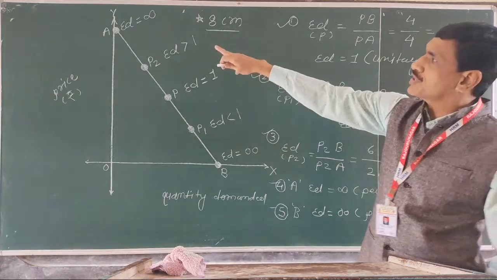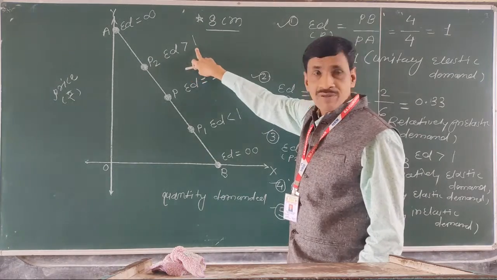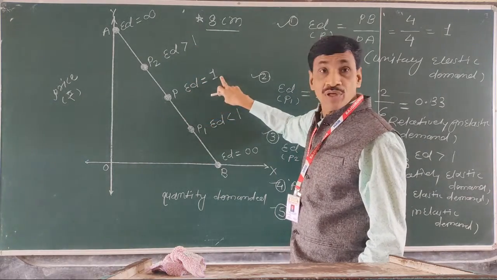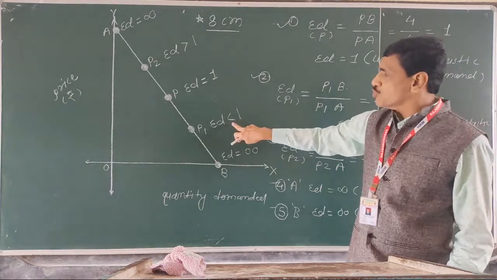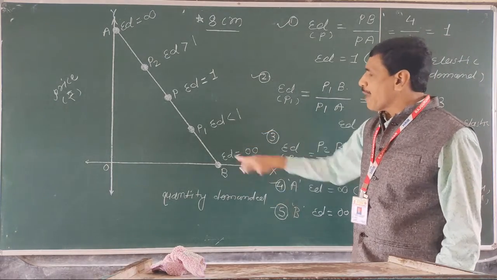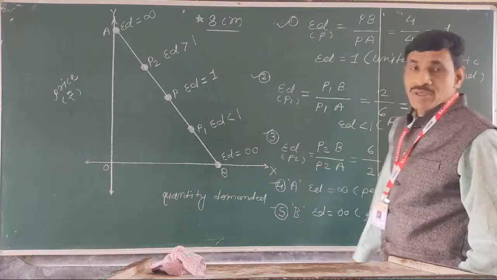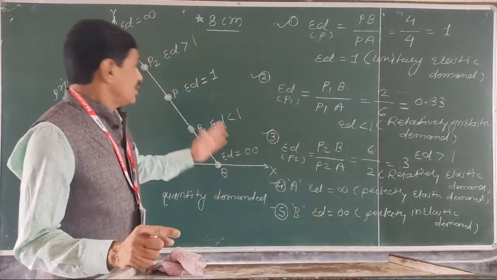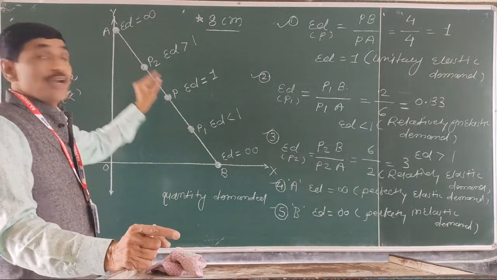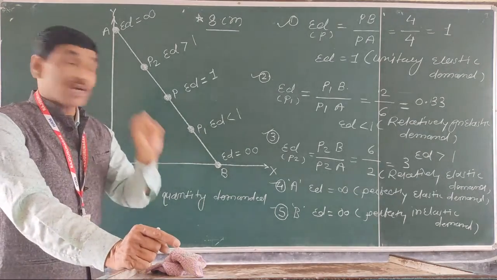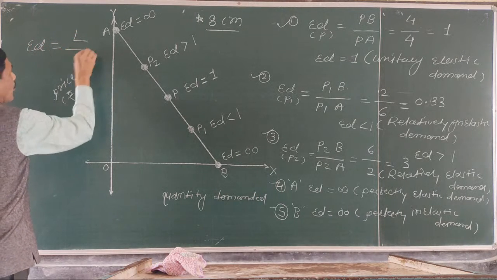So at the first point, ED is equal to infinite. At point P2, ED is greater than 1. At point P, ED is equal to 1. At point P1, ED is smaller than 1, or less than 1. And finally, at point B, ED is equal to 0. So here we use the formula to calculate the elasticity of point P2, point P, point P1, point B, and point A with the help of the AB linear demand curve. Here we use ED is equal to L upon U.